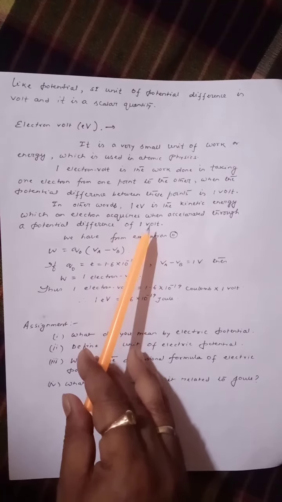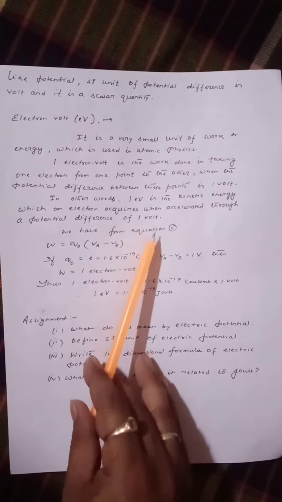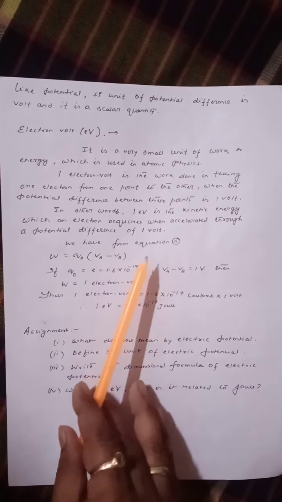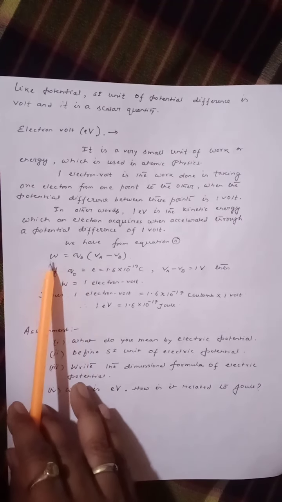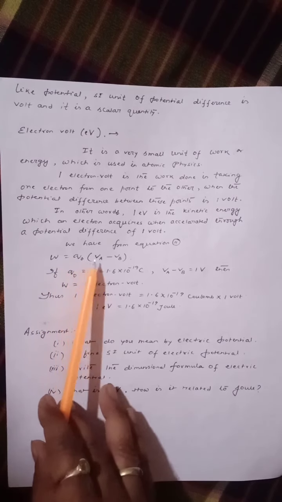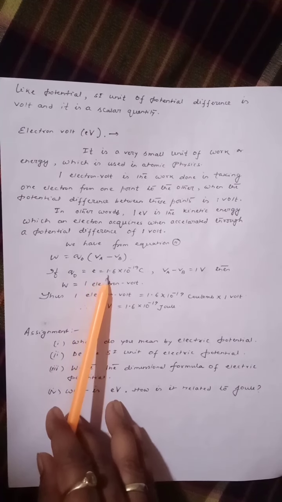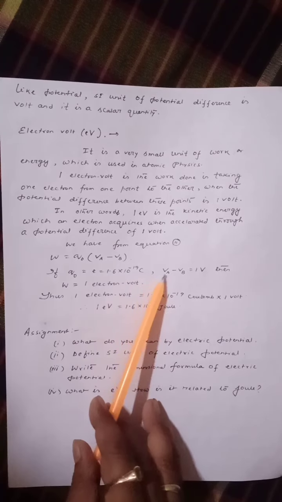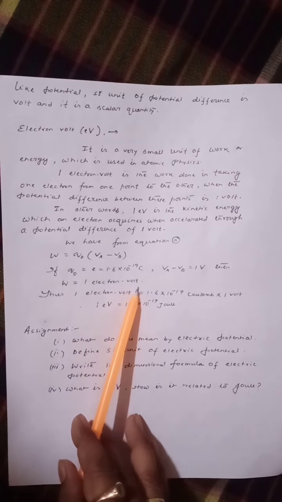Suppose you are making one electron free to accelerate within a field of potential difference 1 volt, then the kinetic energy of that electron is 1 electron volt. We have the equation VA - VB = W/Q0. From that equation we can say W = Q0(VA - VB). If Q0 is equal to the charge of 1 electron, that is 1.6 x 10^-19 coulomb, and VA - VB is 1 volt, then W equals 1 electron volt.